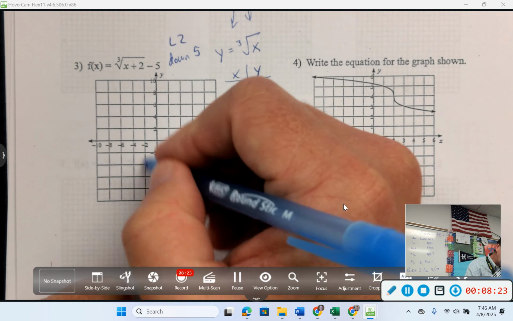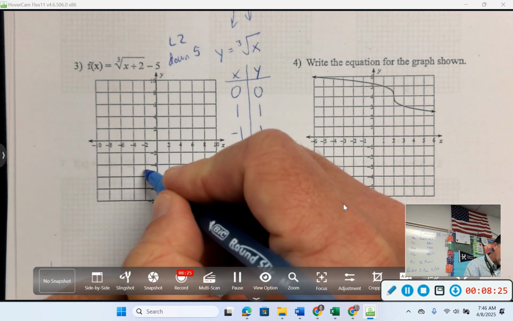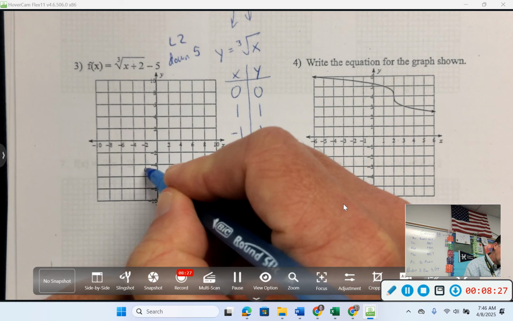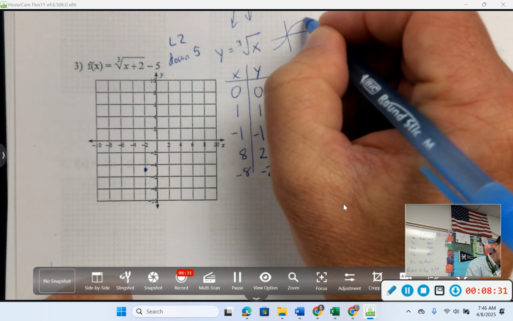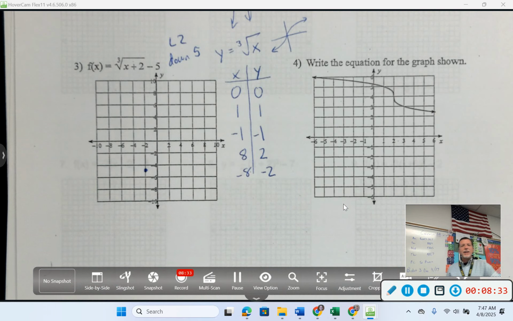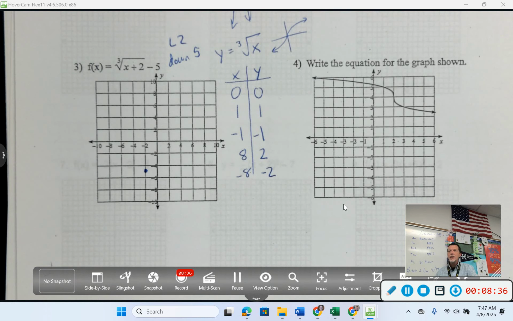Okay, so left 2, down 5 puts me right there. And I don't know, maybe it would have been wise to do a little sketch so I know what I'm looking at. I know what the final product should look like. I feel like that helps. Like when we graph parabolas, your brain knows what a parabola looks like. So when you get through graphing, you know if you're at least in the ballpark. So it should look something like that.